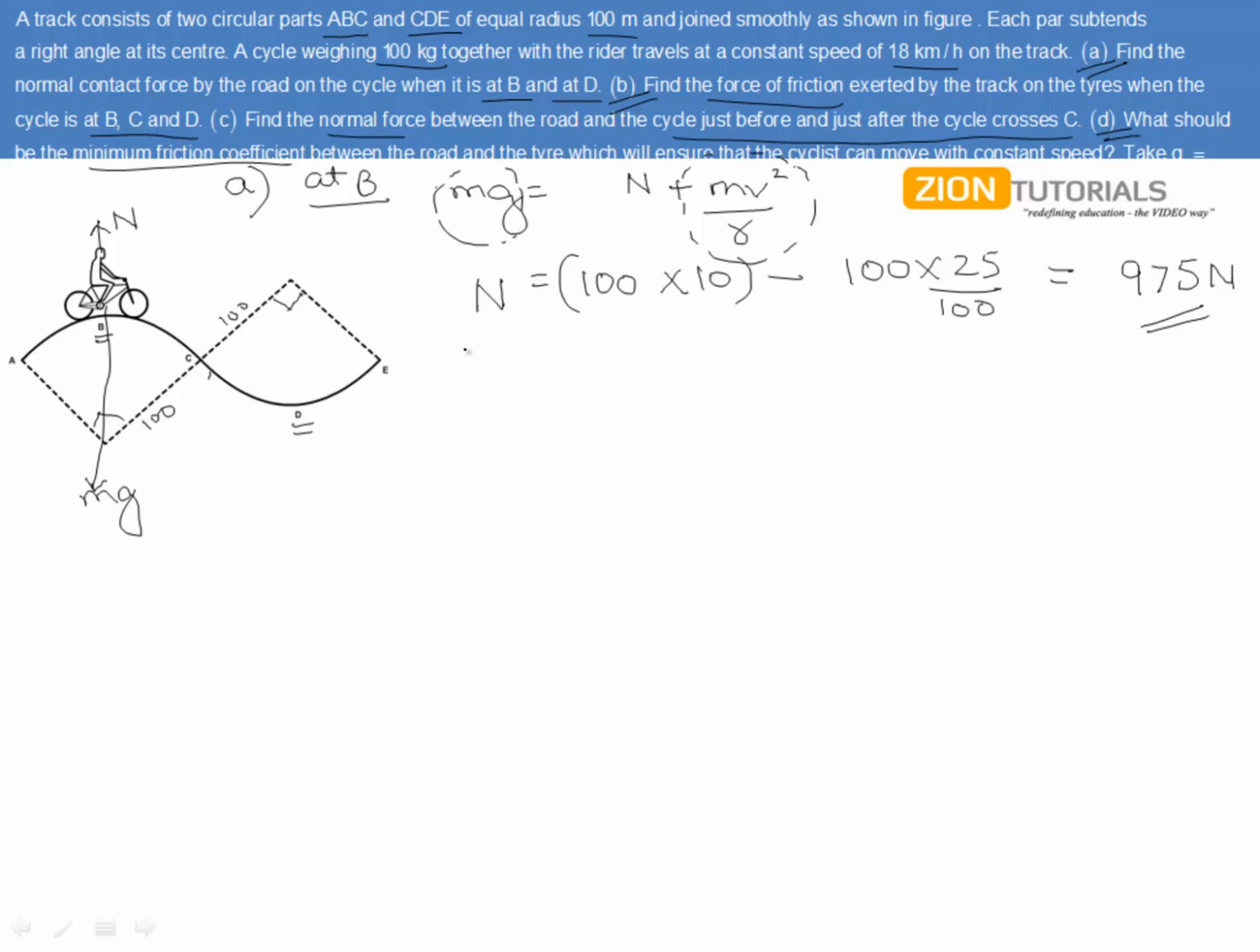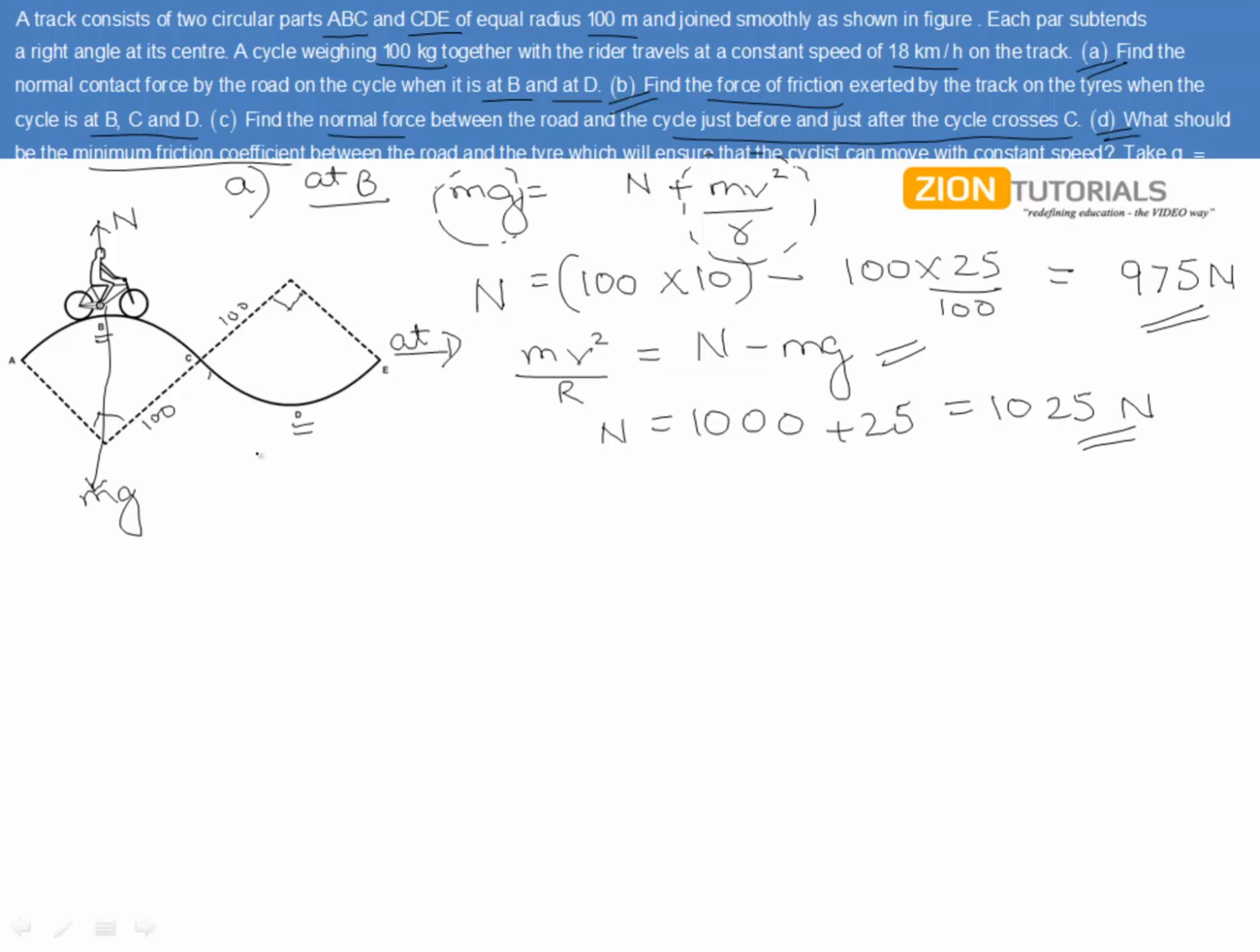In the same part, let us discuss the problem at point D. Now we have mv square by r, that is the total centripetal force, equals normal reaction minus mg. Getting the point? Normal reaction is in the upward direction, that is towards the center, while mg is in the downward direction, so minus mg. Putting the values over here, we get normal reaction equals 1000 plus 25 equals 1025 newtons.